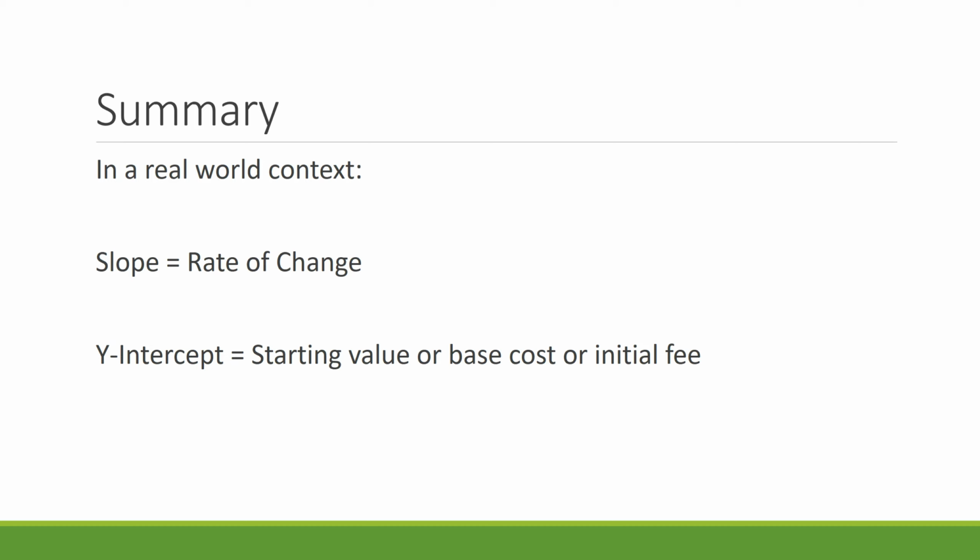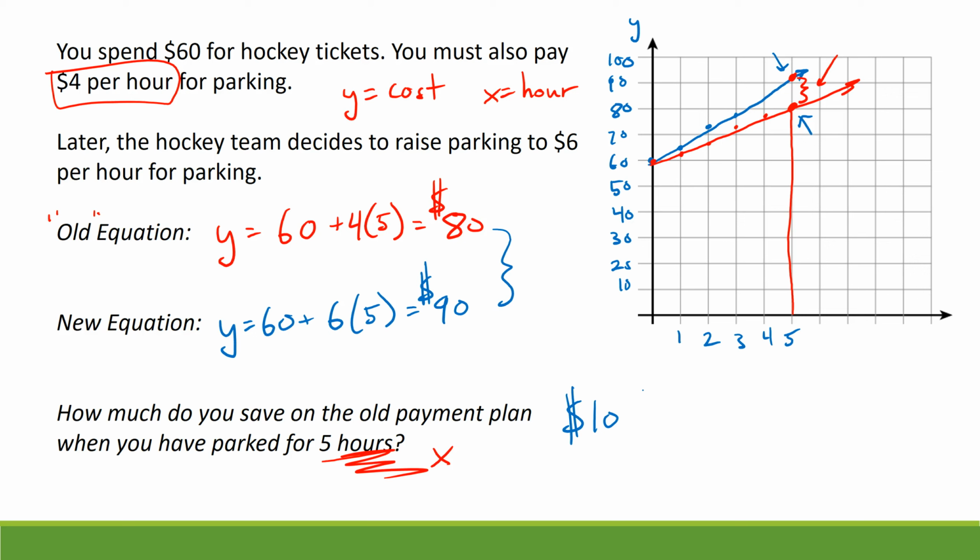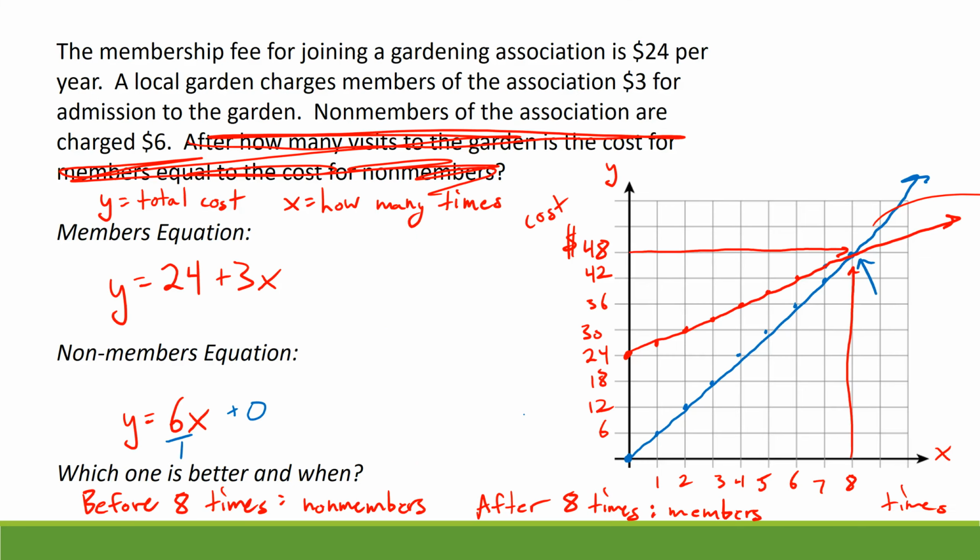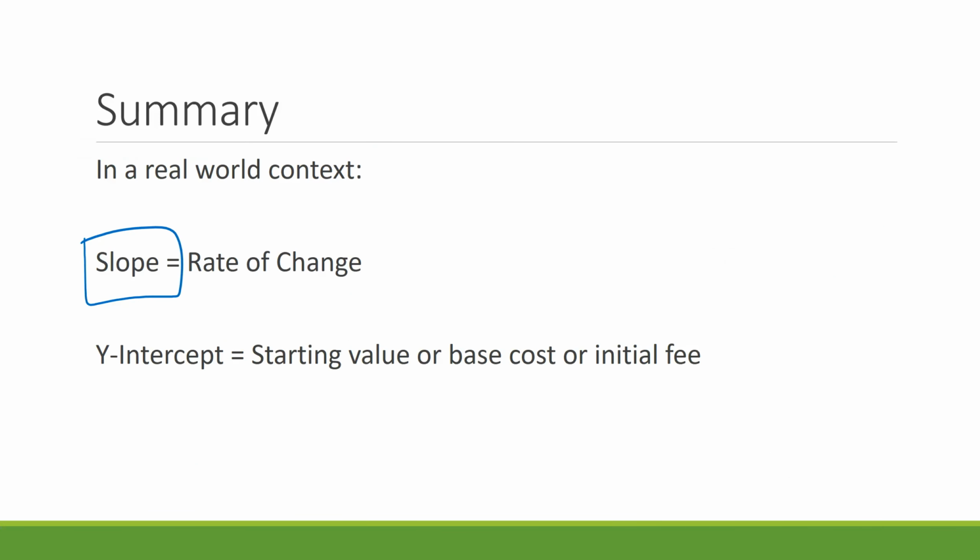So summary, in a real-world context, keep in mind, what did slope equal? In this problem, it was how many dollars per hour. That ended up being my slope. In this problem, it was how many dollars for admission per time. So slope always equals the rate of change, and that's something that we've talked about before.